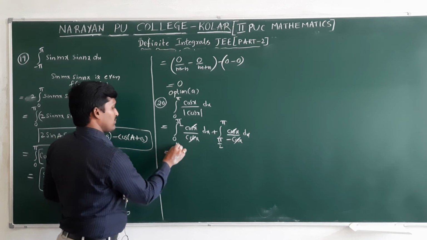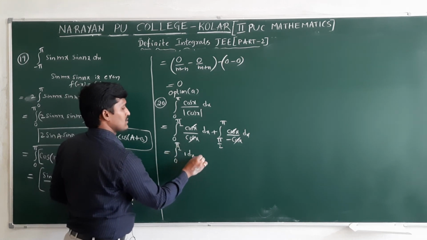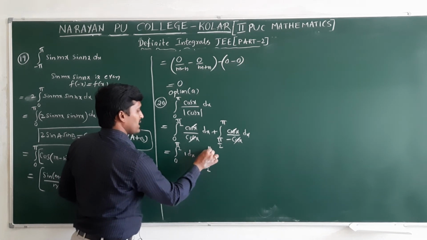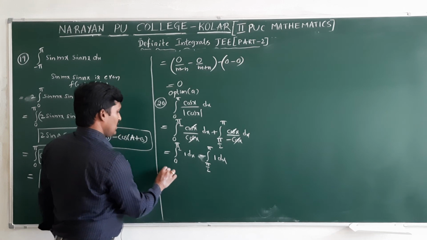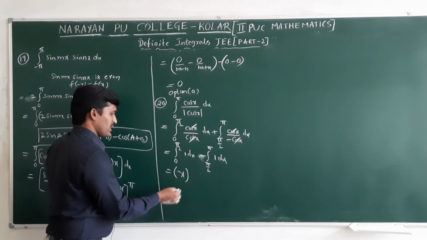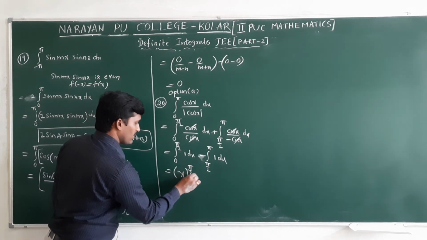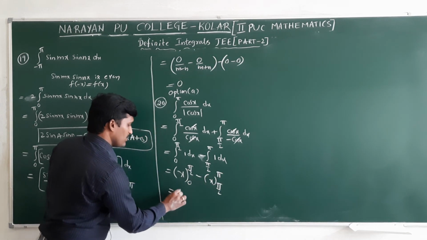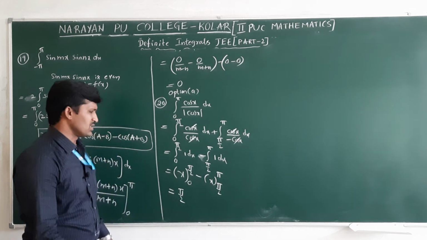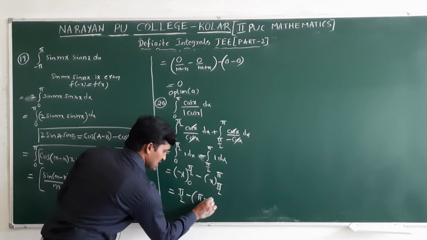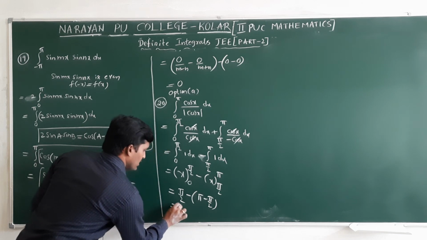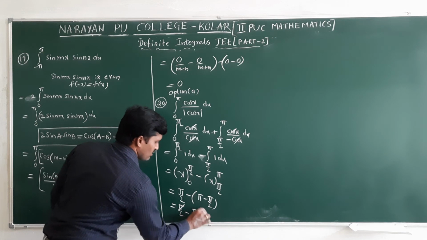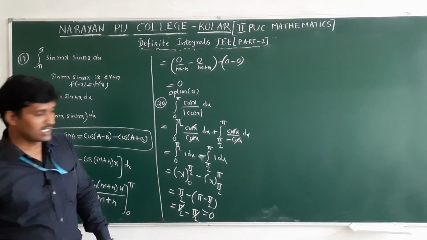Now here, 0 to pi by 2, 1 dx, minus into plus is minus, pi by 2 to pi, 1 dx. Integral of 1 dx is x, so we get x from 0 to pi by 2, and also x from pi by 2 to pi. Upper limit pi by 2, lower limit is 0. Here upper limit pi minus pi by 2. Now pi by 2, 180 minus 90, that is 90, pi by 2. Now both get cancelled. What is the value? Again 0 only, that is option A.